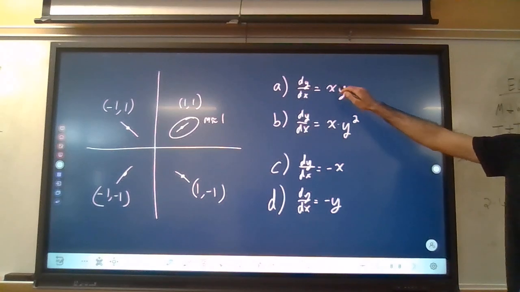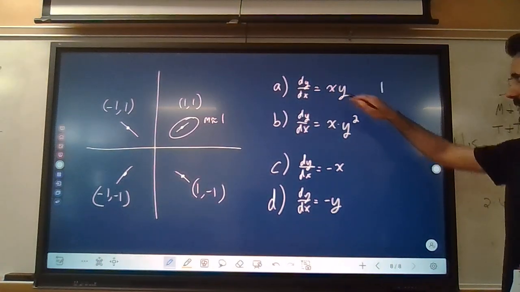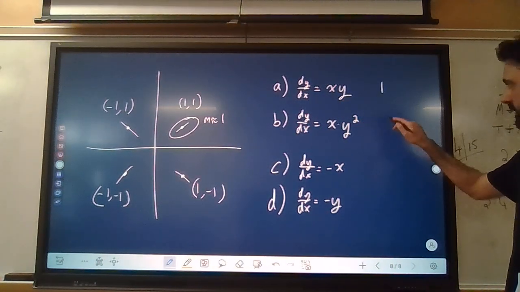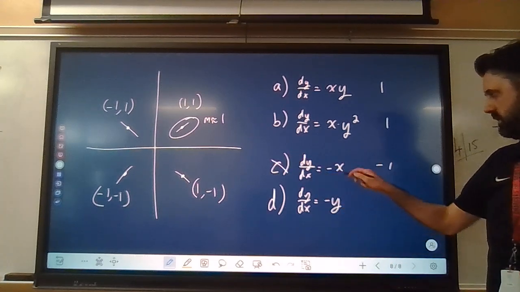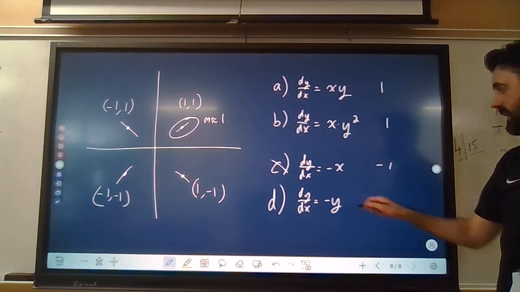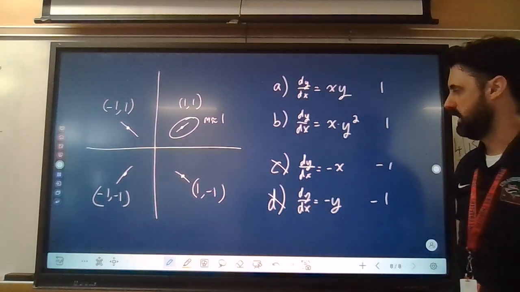So if I plugged in 1 for both of these, 1 times 1 is 1, so we're going to keep this one. 1 times 1 squared is 1, we're going to keep that. But here I'd get negative 1 if I plugged in 1 for x, or if I plugged in 1 for y, I'd get negative 1 as well. So we're going to get rid of C and D.